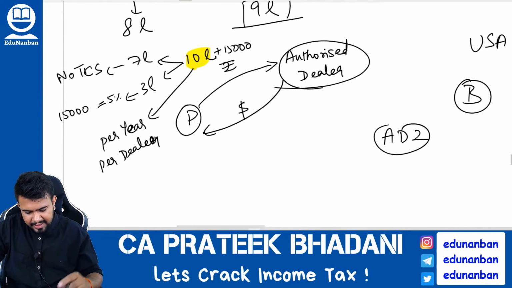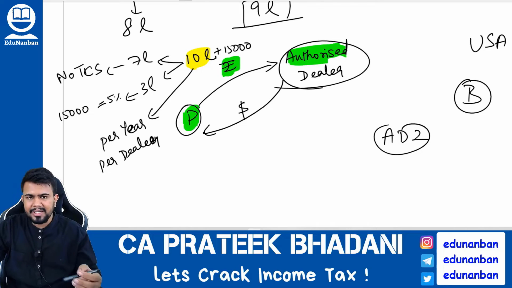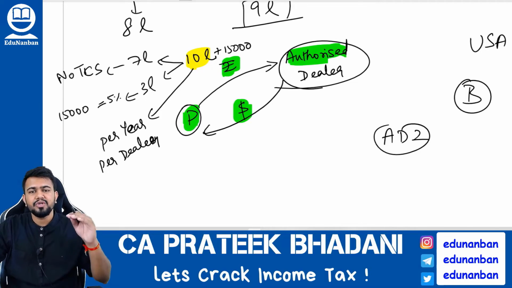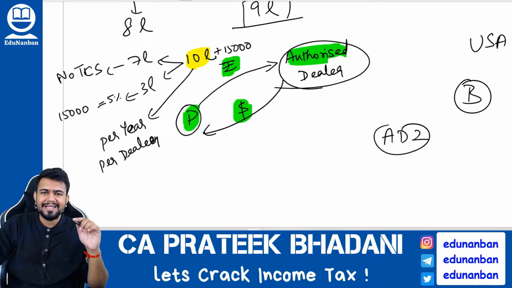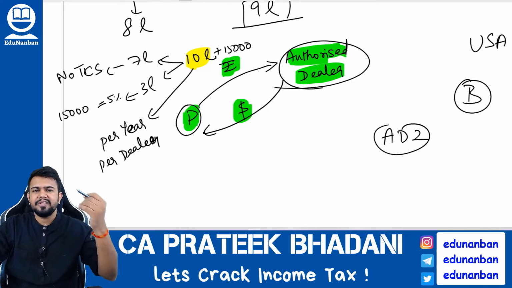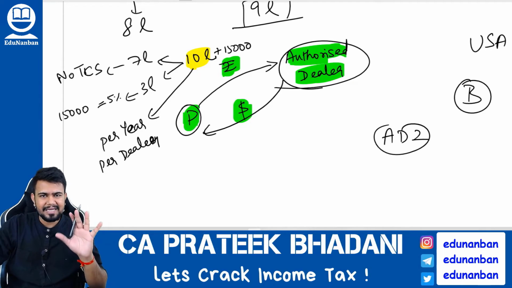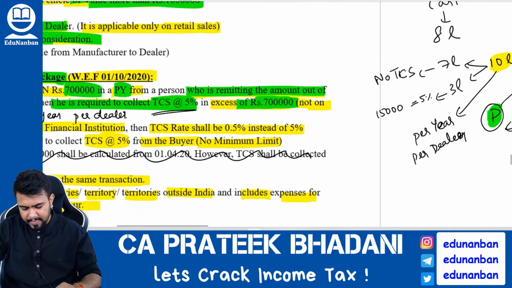So for example, if a person is giving rupees to an authorized dealer and collecting dollars to send the dollars outside India, in such case, up to 7 lakh rupees, this authorized dealer need not collect the TCS. On the excess of 7 lakh rupees, he has to collect the TCS at 5%.